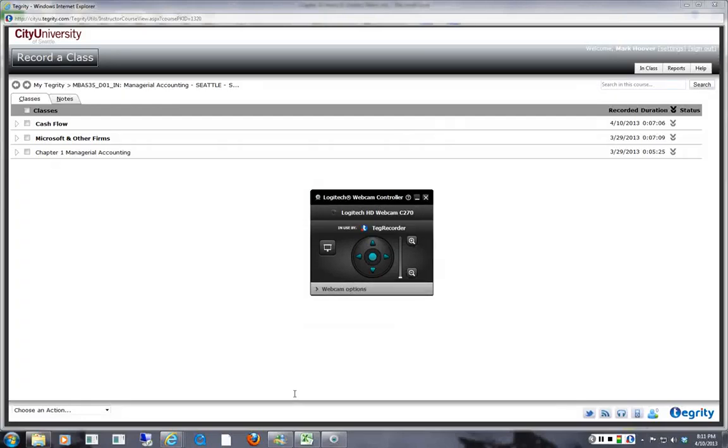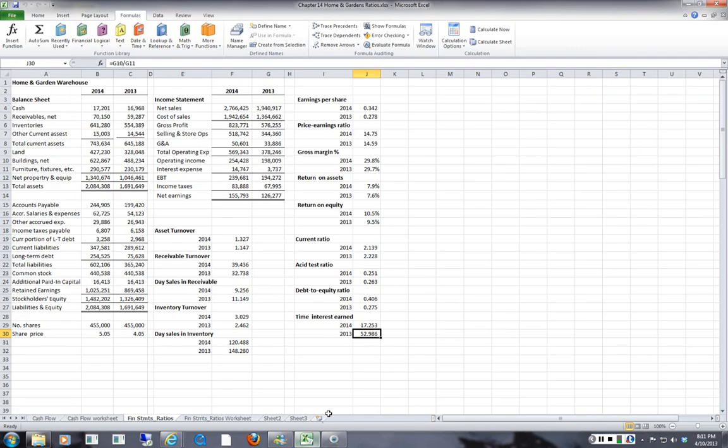Hi everybody, it's me again, and this time I wanted to go through this home and garden warehouse. Got the balance sheet here, as you can see, and the income statement, and I want to go through these ratios. You've got something that'll document how we calculate these ratios. And first of all, let's take the turnovers.